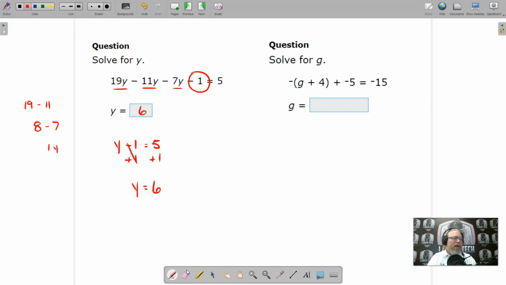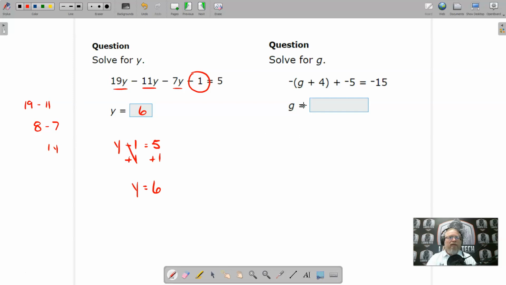You can plug all that back in to make sure. I'm double checking. Let me see. That's negative 11, negative 7 equals negative 18, which is minus 18. 19 minus 18 is 1. Yep. I want to double check that. That's the way I normally would have done it. I would have just done all that in my head.